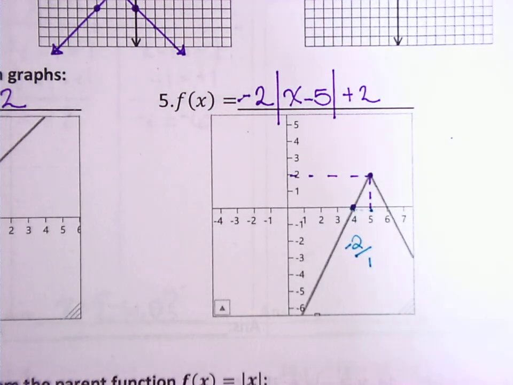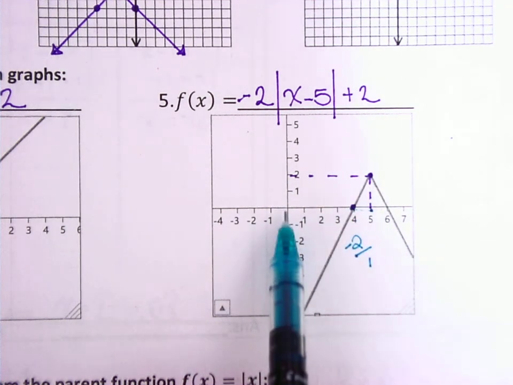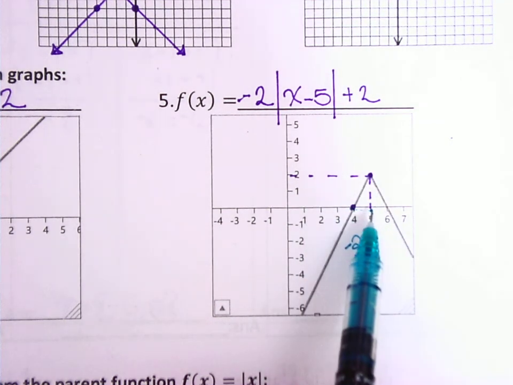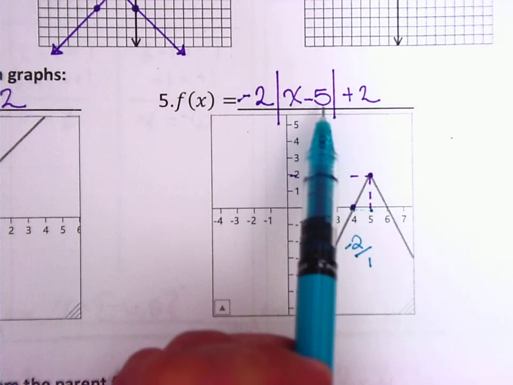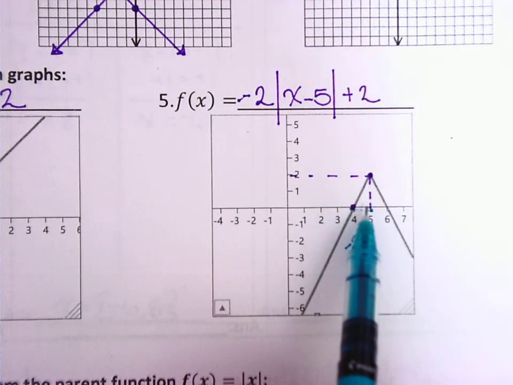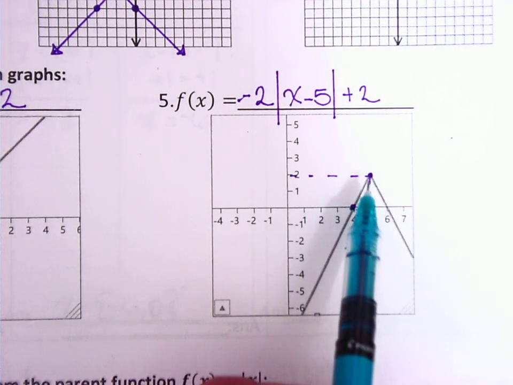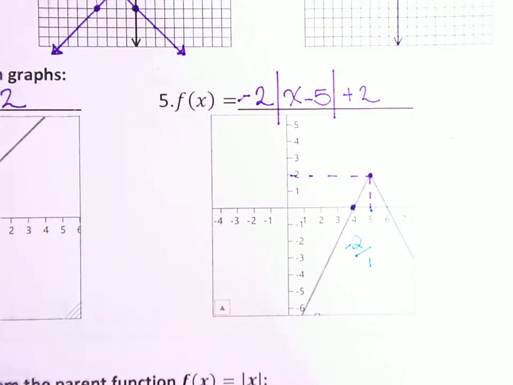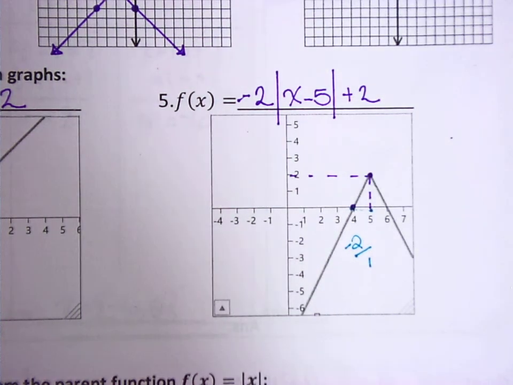And now I just ask myself, okay, where's my vertex located? Well, it's 5 units to the right of the origin, so that's going to be a minus 5, because that's opposite thinking when you're doing the absolute value bars. And then it's risen 2 units up, so that's plus 2 outside the absolute value bars, and there's my equation.